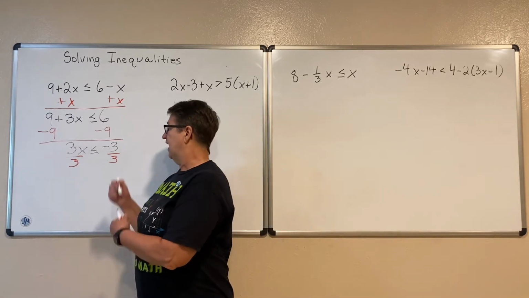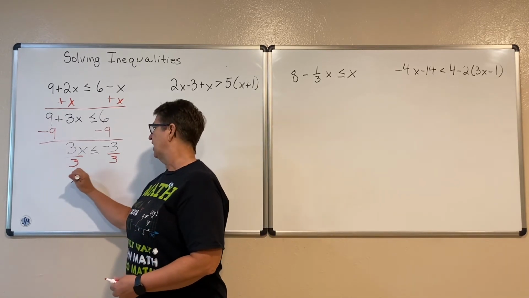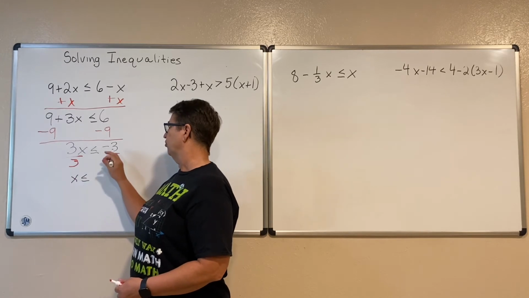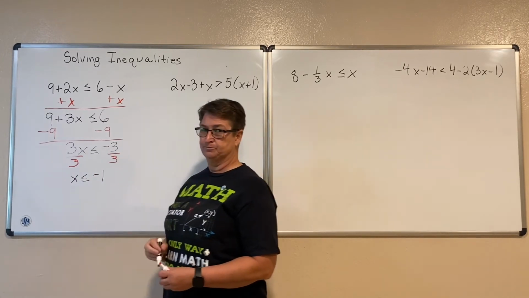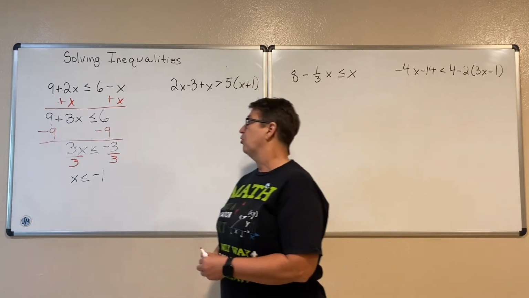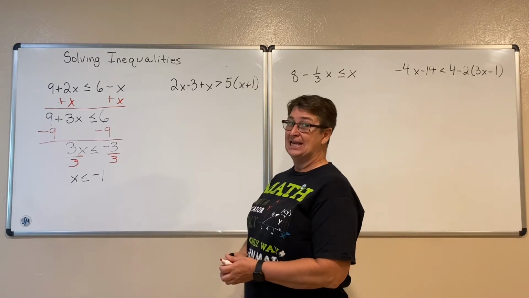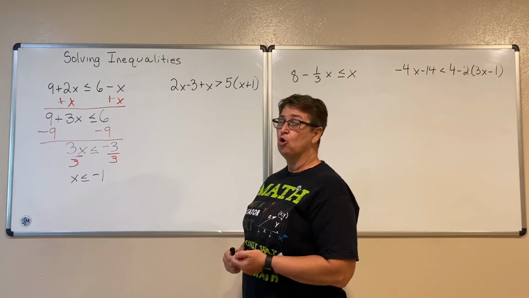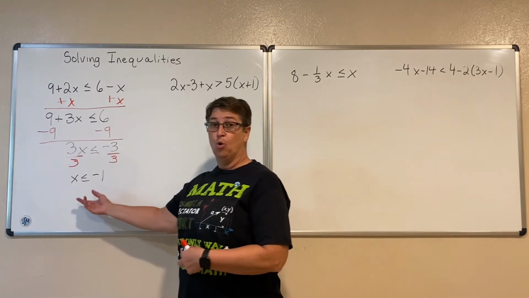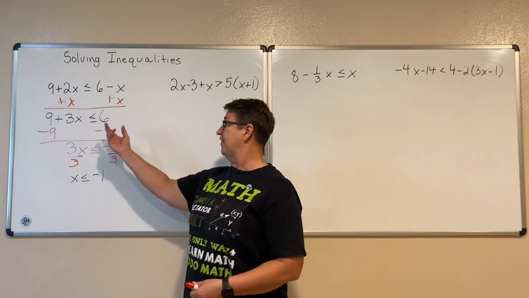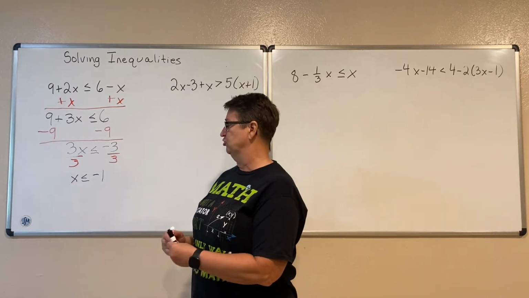Here I have x is less than or equal to, well, negative 3 divided by 3 is a negative 1. So my x value could be anything below negative 1, anything less than negative 1, or it could be negative 1. And that would make this inequality true.